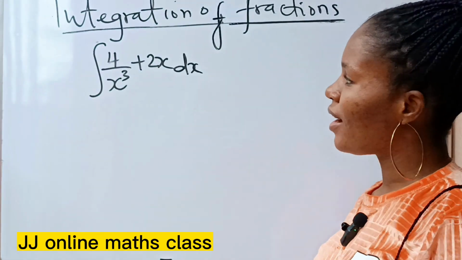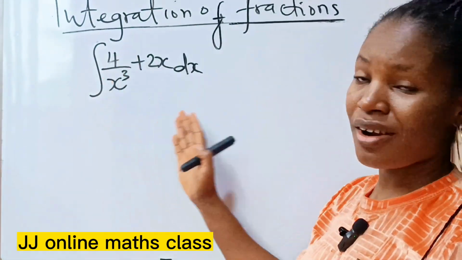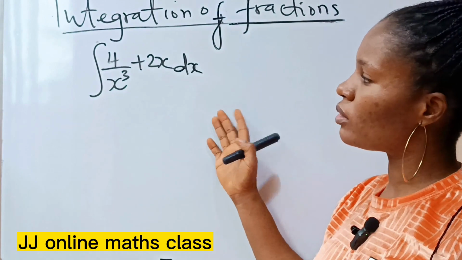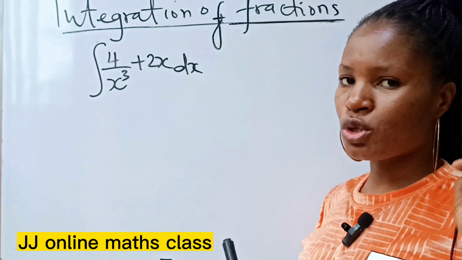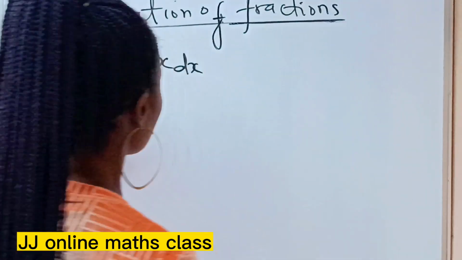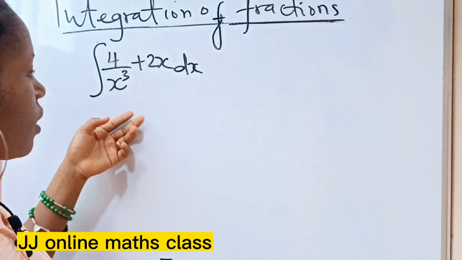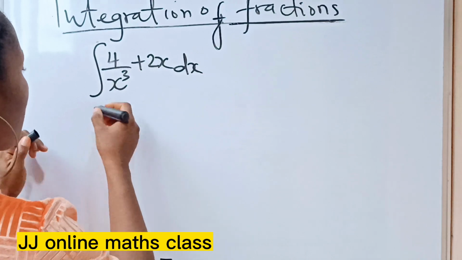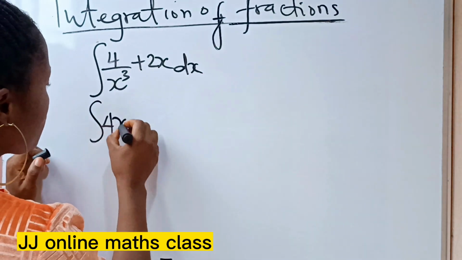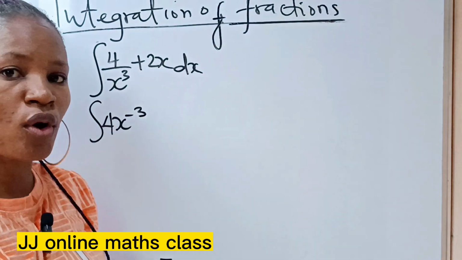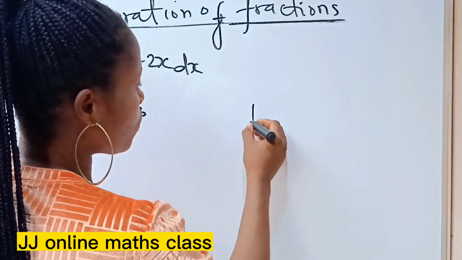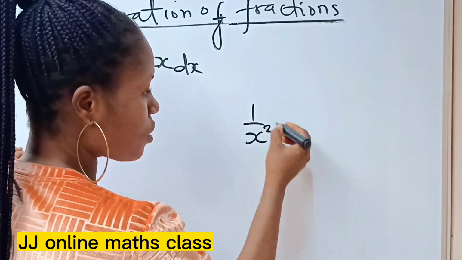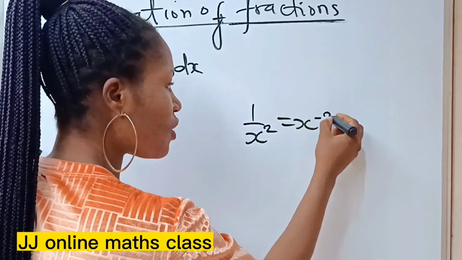Welcome back. You are asked to integrate this, sorry. So this is integration. Before we start, I need to introduce something to you. For you to understand what is actually going on here, this 4 over x to the power of 3 can be written as 4x to the power of minus 3. Following the law of indices, 1 over, for example, x to the power of 2 is x to the power of minus 2.